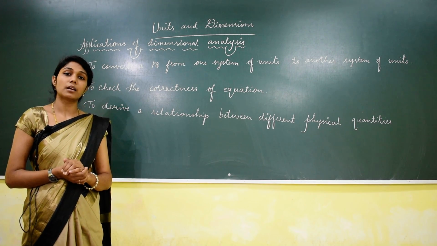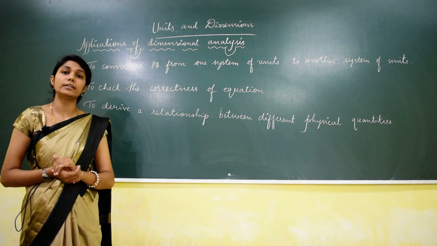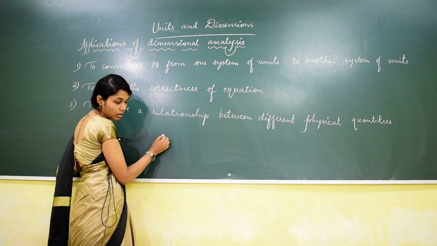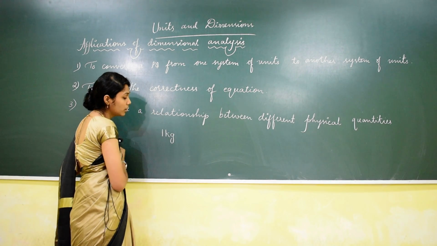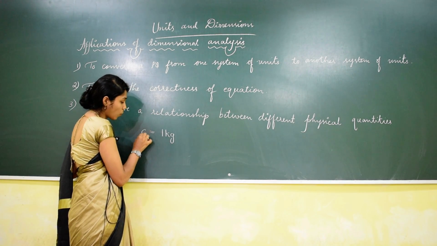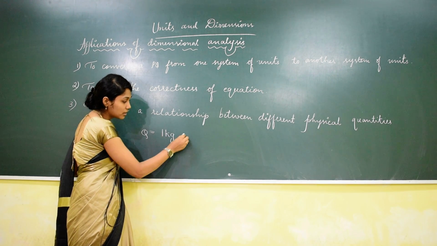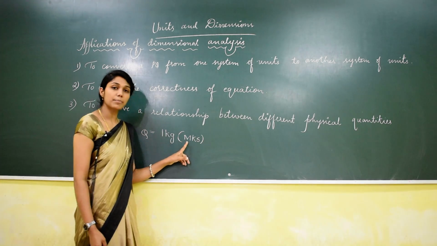So in MKS, suppose I want to measure any physical quantity in MKS system, for example, if I want to measure 1 kg sugar, so here I am writing 1 kg sugar. So the quantity of sugar is 1 kg, so I can say this unit is in MKS system. Here M represents meter.